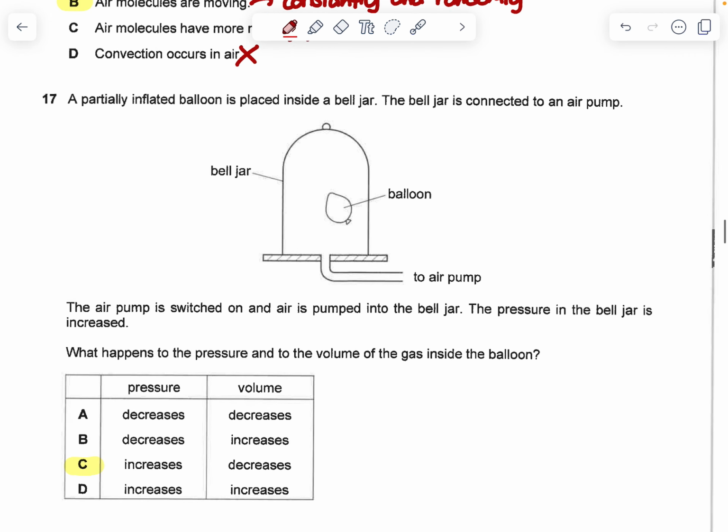Question 17. A partially inflated balloon is placed inside a bell jar. The bell jar is connected to an air pump. The pump is switched on and air is pumped into the bell jar. The pressure in the bell jar is increased, P increases. What happens to the pressure and to the volume of the gas inside the balloon?